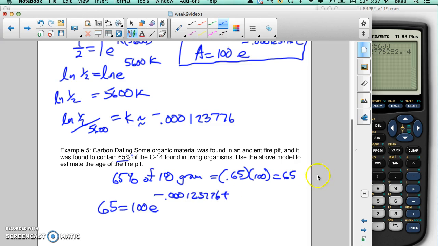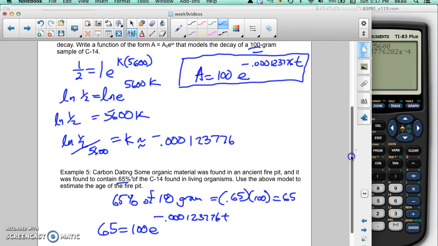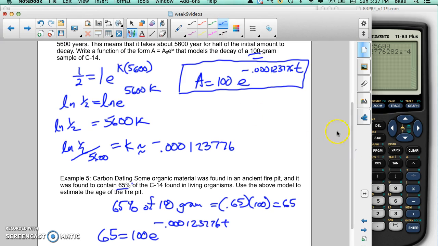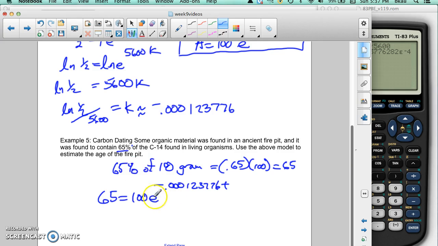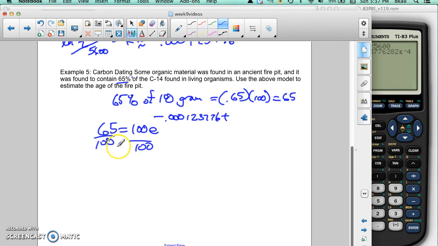0.000123776 t. Now, what I did with 1/2 up here for half-life, I'm going to get the same thing when I do this one. I could have probably just started off with 65% here. If I divide by 100, I get the decimal for 65%, and that always occurs when they're giving you a rate like this. So I'm going to get 0.65 equals e to the negative 0.000123776 t. We could probably round to fewer decimals, but I want to keep it as accurate as possible, so I'm keeping a few more decimals than I might usually do.